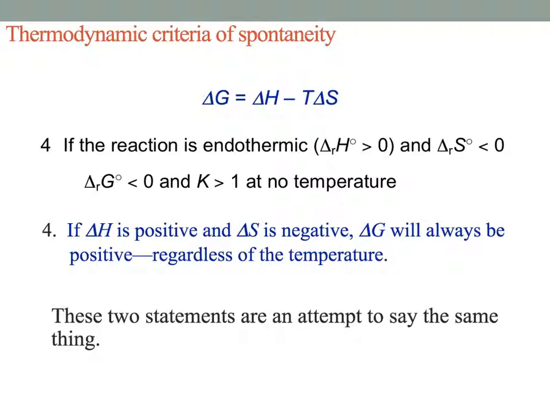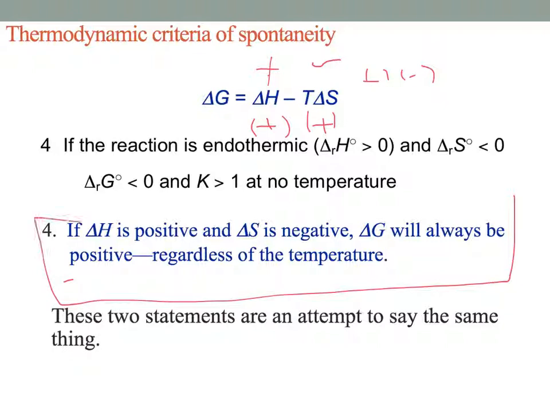This is the other extreme here, I guess, on the way out. If delta H is positive, so that means this is an endothermic reaction, and delta S is negative, which means that there is a decrease in entropy, that means that this is going to be a positive plus a negative times a negative, which is going to be a positive. So therefore, you have a positive plus a positive here. So we can definitely expect that in this case, delta G will always be positive regardless of the temperature. So that's the other extreme.